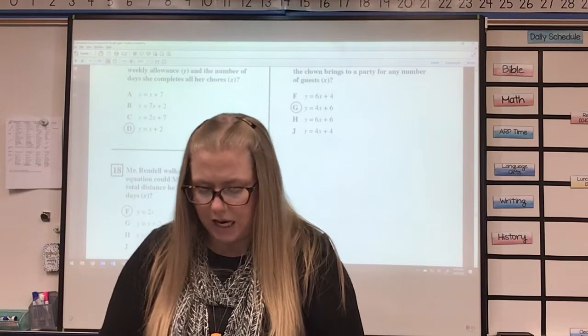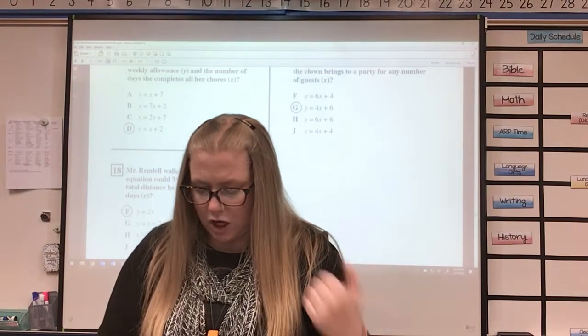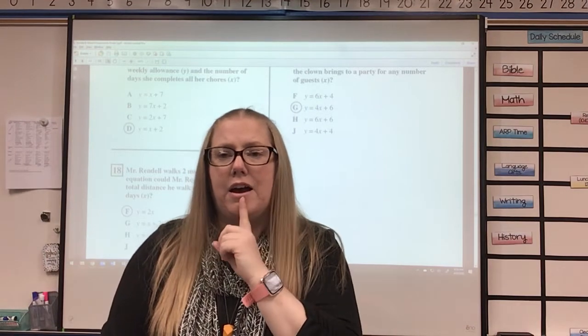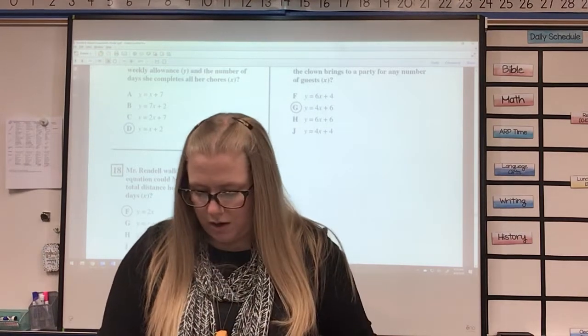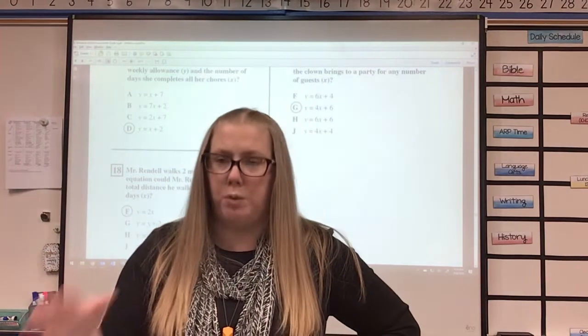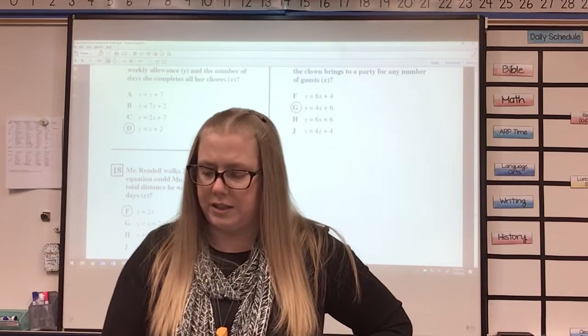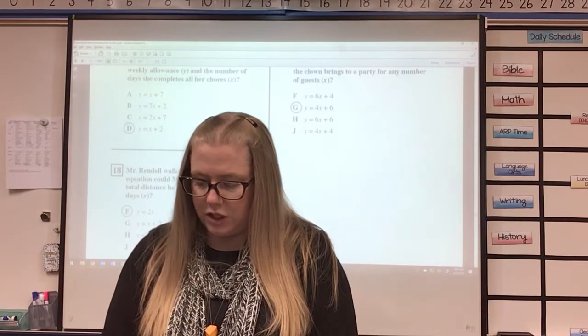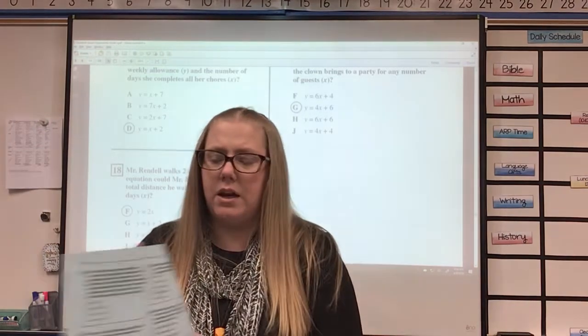Quarters on number 11 are X and dollars are Y. How many quarters are there in a dollar? There are 4. Okay, function table, and then which rule would you use to find your answer? Number 12 is a function table. 14 is a function table, and that's it.